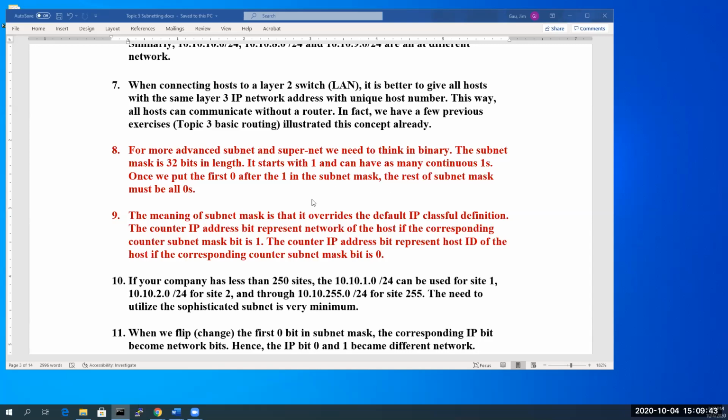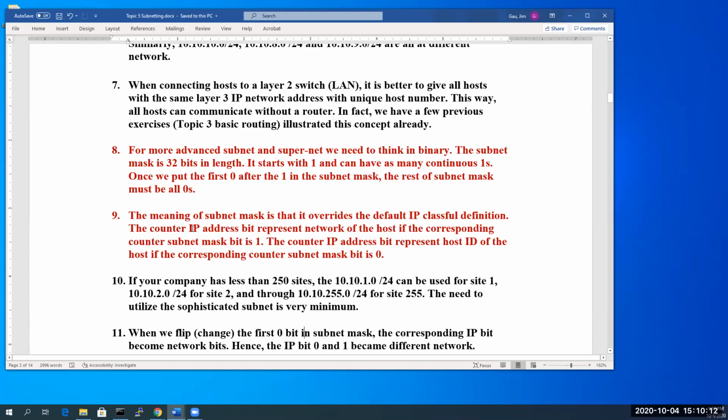If it perfectly complies with this rule, you can never say your subnet mask is 255.0.255.0. That's not legal. It has to be 255 continuously, because it's all ones, keep going, and then once you see a 0, it must be 0 all the way. And what does it mean? It means this will override your default IP class definitions.